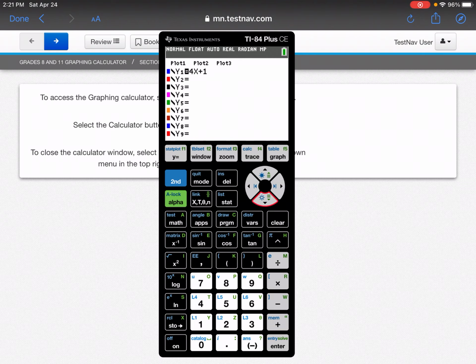Now we have another one, and it says 1/2 x plus 8. Whenever you type in fractions here, you want to put them in parentheses. So I'm going to put in parenthesis 1 divided by 2, like that. So put them in parentheses, then put the x plus 8. So it's 1/2 x plus 8. Again, fractions, always make sure they're in parentheses. Okay, after you've done that, just press graph.